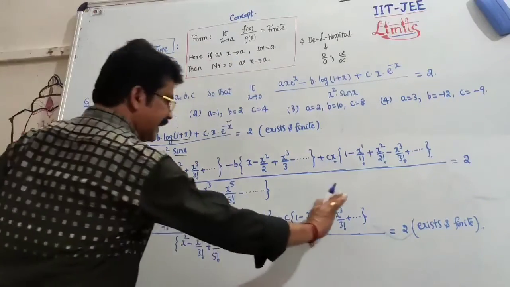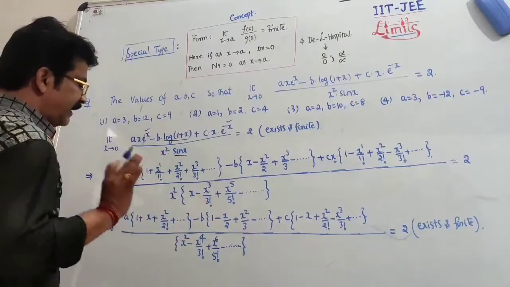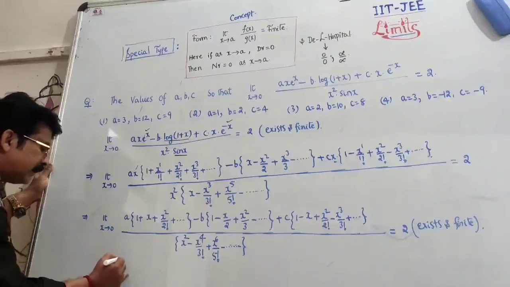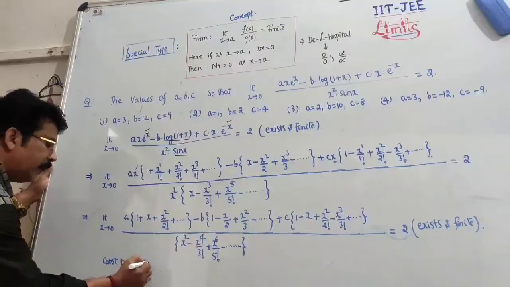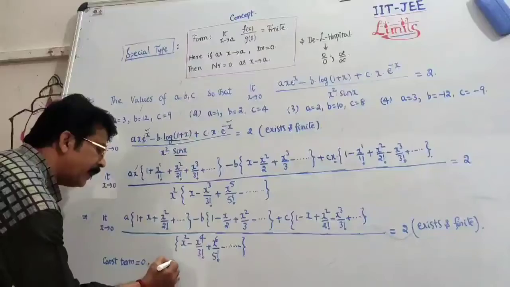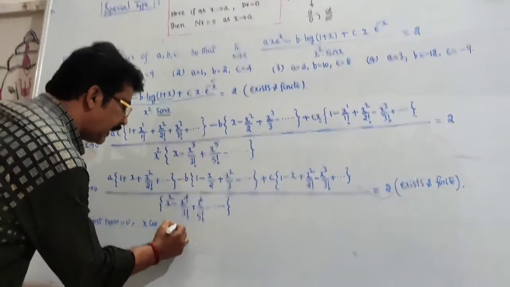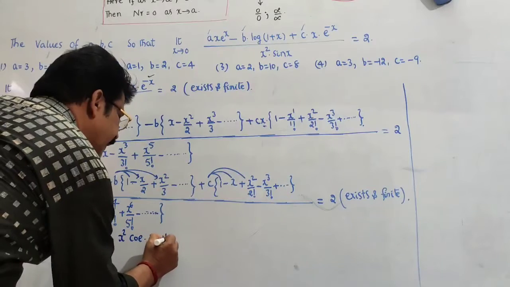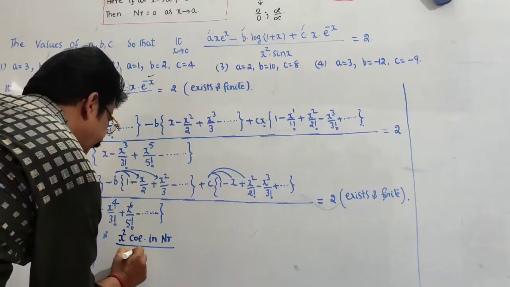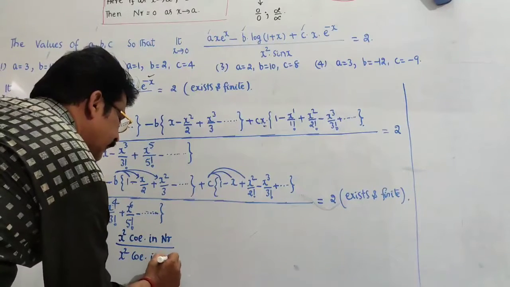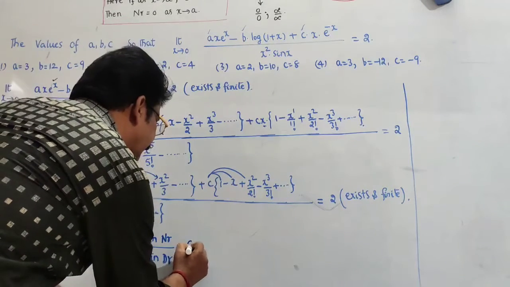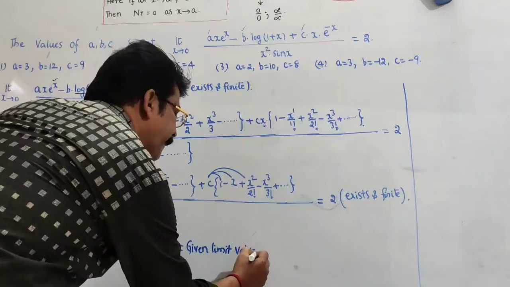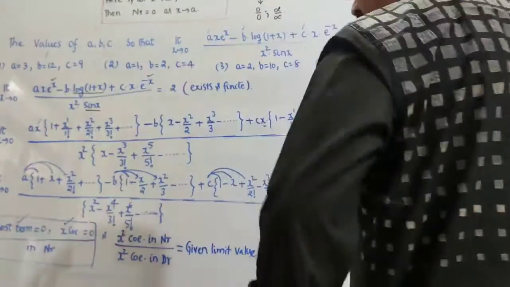Remember these two words, exist and finite. So for the limit to exist, and without loss of generality, first we should make the constant term equal to 0, the x quotient equal to 0, and the x square quotient in the numerator divided by the x square quotient in the denominator equal to the given limit value.